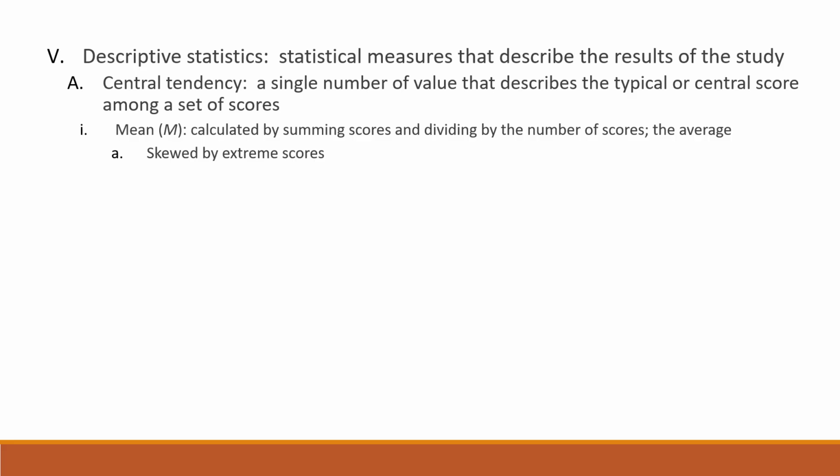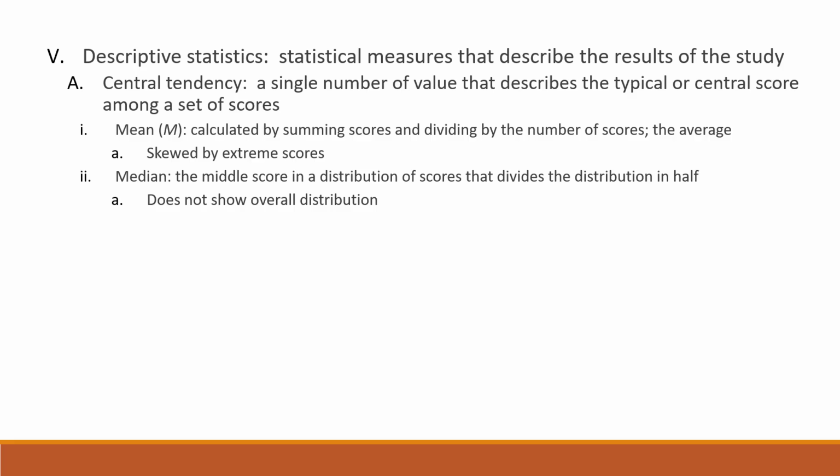Starting with the mean, which we will use a capitalized italicized M for, is calculated by summing scores and then dividing by the total number of scores. We also call this the average, and while the mean is the most common, there's a problem in that it's skewed by extreme scores, and we'll see an example of that in just a minute. The median is the middle score in a distribution of scores that divides the distribution in half, so 50% above and 50% below. There's a benefit to the median in that it's not skewed by extreme scores, but it doesn't really show us the overall distribution of scores.